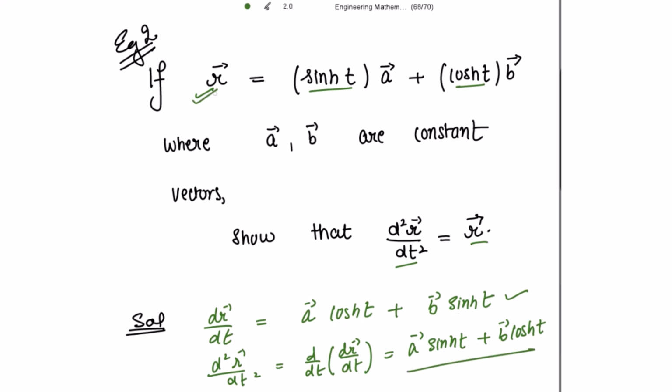Is it equal to this r vector? Yes. So writing this further as this is equal to r vector. So we have shown this result also.